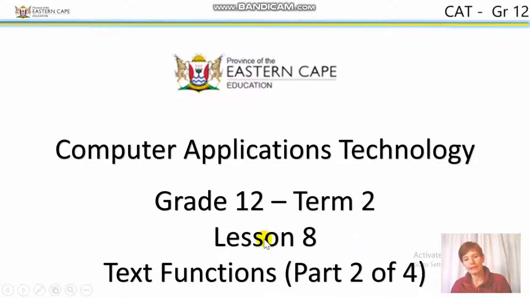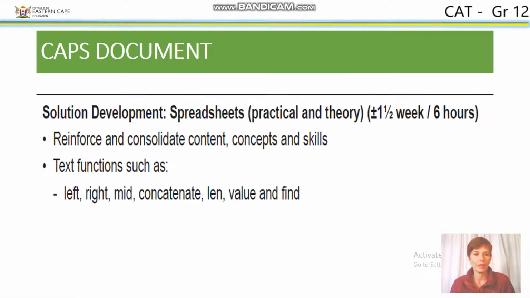Today we're looking at Lesson 8, which is the second lesson on text functions in Term 2, according to the CAPS document for grade 12s. So this is the CAPS document. You can see we looked at spreadsheet functions. It's plus minus 6 hours that we're spending on it. And these are the ones we're actually looking at: left, right, mid, concatenate, len, value, and find.